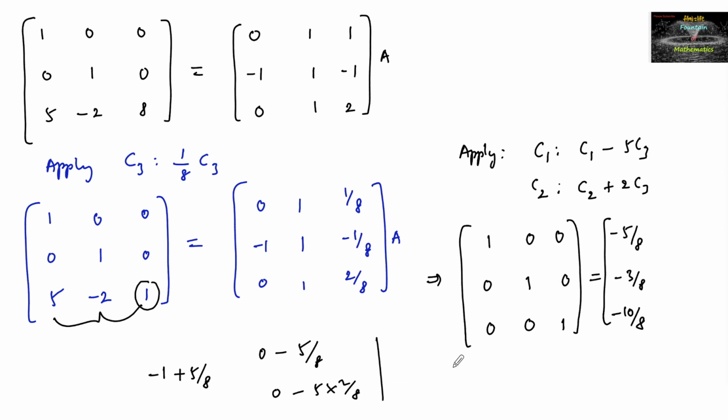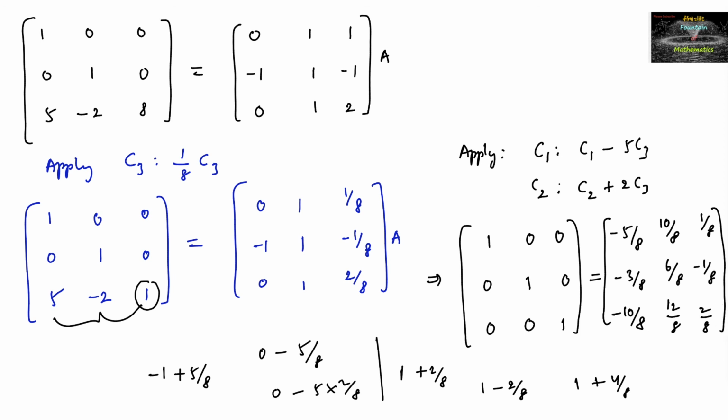and coming to the second column C2 plus 2 times of C3, C2 is here 1 plus 2 times of 1 by 8, that is 8 plus 2, 10 upon 8, and then here 1 minus 2 times of 1 upon 8, it is 6 upon 8, and then here 1 plus 2 times of 2 upon 8, that is 4 upon 8, that is 12 upon 8, and third column as it is 1 upon 8, minus 1 upon 8, and 2 upon 8 times of A. So here it is A into A.